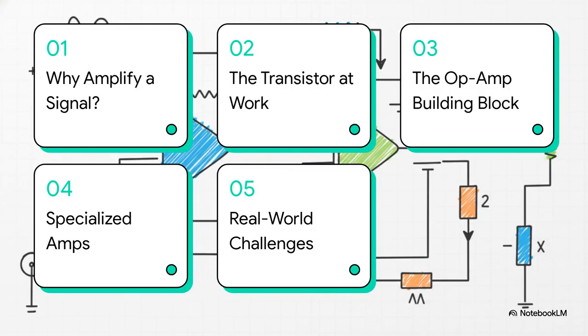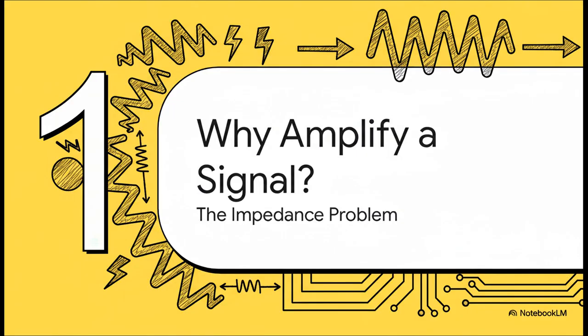All right, so here's our game plan. First, we'll dig into the core problem that amplifiers were born to solve. Then, we're going to meet the transistor, the fundamental atom of all of electronics. We'll see how these atoms get built into these powerful building blocks called op-amps. And finally, we'll step into the real world and face the challenges that make this whole thing both tricky and really rewarding. Okay, let's just dive right in.